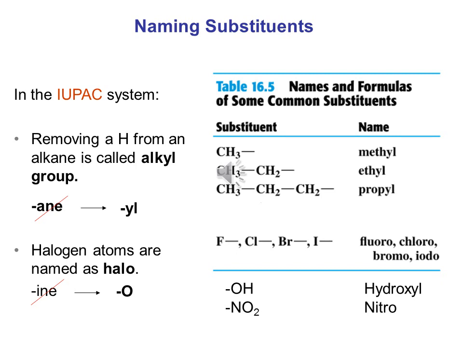In the IUPAC system, if you remove a hydrogen from an alkane, the remaining group is called the alkyl group. So you have to add the yl at the end of the parent name of the alkane. For example, from methane, we have cut the "ane" and replaced it with "yl". So methane becomes methyl, and similarly ethane becomes ethyl, and propane becomes propyl. And similarly, other substituents such as fluorine, chlorine, bromine, and iodine are represented as fluoro, chloro, bromo, iodo, etc.